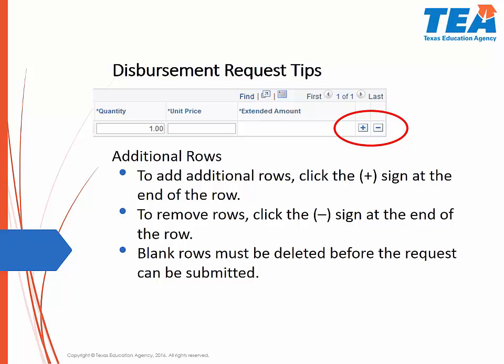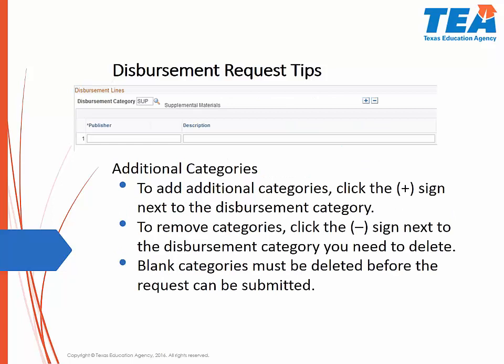In order to create a new category, you will need to click on the plus sign to the right of the category you have already selected. If you need to delete any categories, you will need to click on the minus sign. If you have any blank categories that you do not need, be sure to delete them before submitting to TEA.